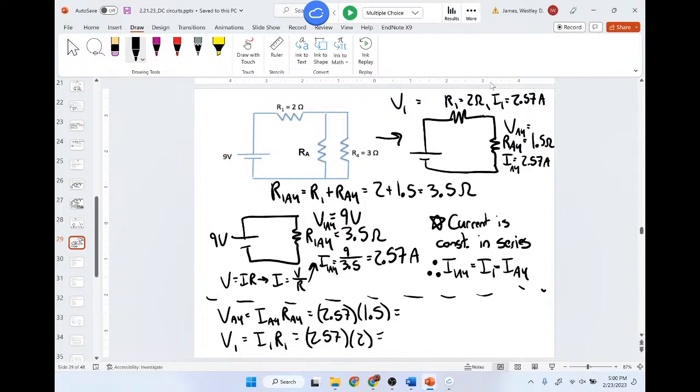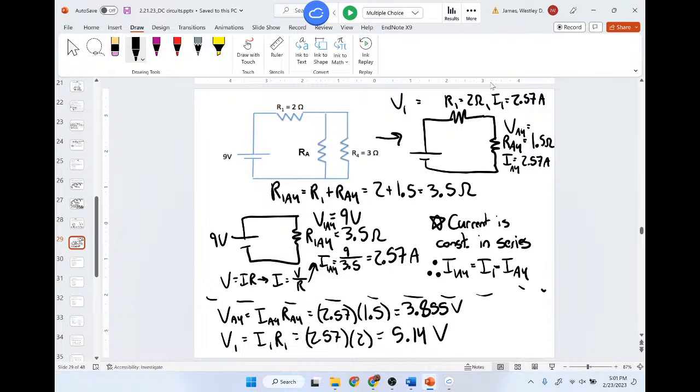So for resistor 1, we'll be done after this step. Resistor 1, we have everything now. We still need to go and get RA and R4, but we are very close to that. So that one's got 3.855 volts. And the one down here, 2.57 times 2, equals 5.14 volts. Now, there's a little bit of rounding.